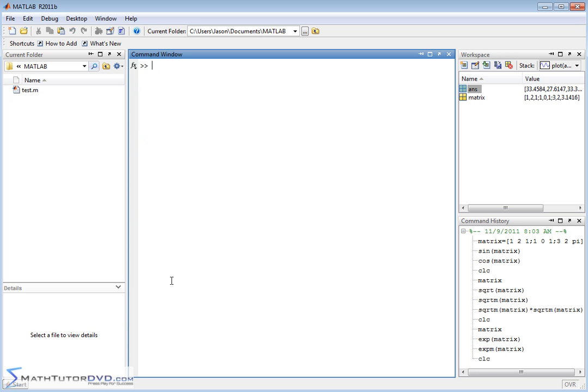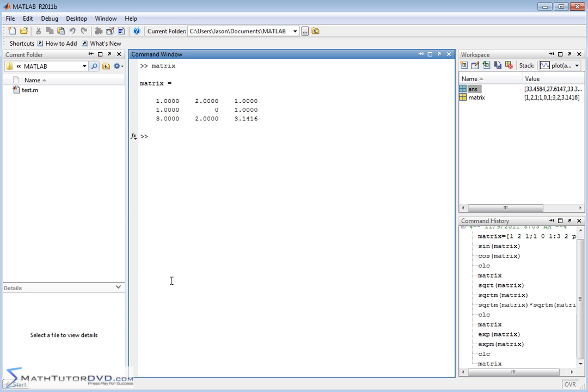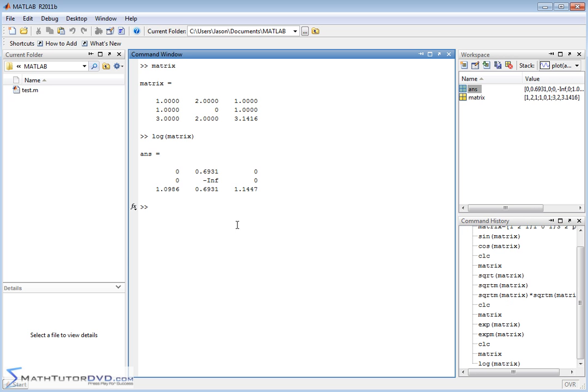Let me clear the screen. Put the matrix back up there. The same exact thing holds if you want to take the logarithm. If I want to take the logarithm of this matrix, just like this, then it applies it element by element. The log of 1 is 0. Log of 1 is 0. Notice over here, log of 0, basically I'm getting negative infinity, and so on. That just is because of the way the logarithm's defined. And log of pi is this. So this is again going element by element.